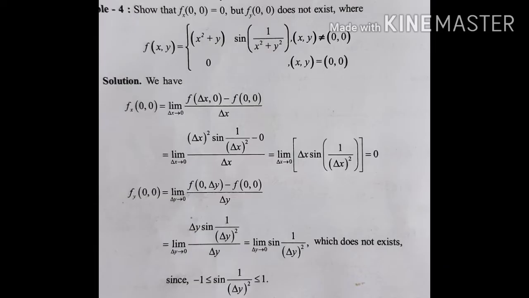Now example number 4. Show that fx(0, 0) is equal to 0 but fy(0, 0) does not exist, where f(x, y) is equal to x square plus y sine of 1 by x square plus y square when (x, y) is not equal to (0, 0), and 0 when (x, y) is equal to (0, 0). This problem we will solve by definition. We know our definition: fx(x, y) is equal to limit delta x tends to 0 of f(x plus delta x, y) minus f(x, y) divided by delta x. We apply this definition.